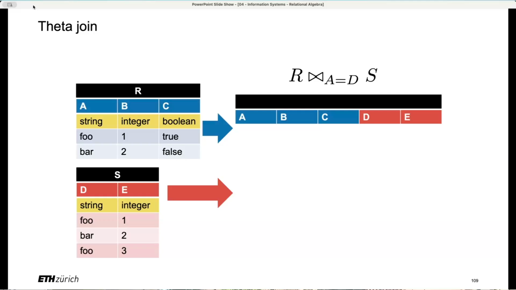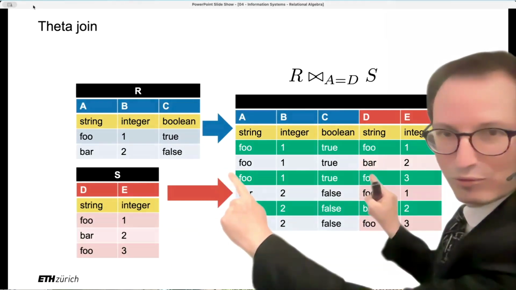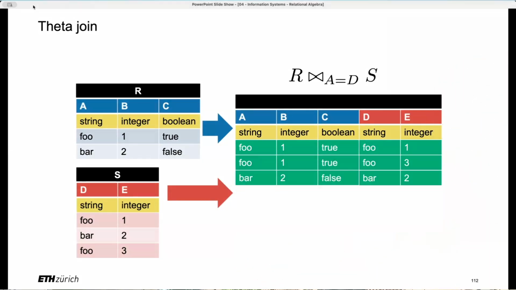3 of them, right? So out of these 6, only these three survive because A and D are the same. You see, foo, foo, foo, foo, and bar, bar. And we only keep those that actually match. So it's like a natural join, except that we, the user, specify when we keep the combinations, while in the natural join, you keep the combinations if the overlapping attributes match. Who is with me on the theta join?